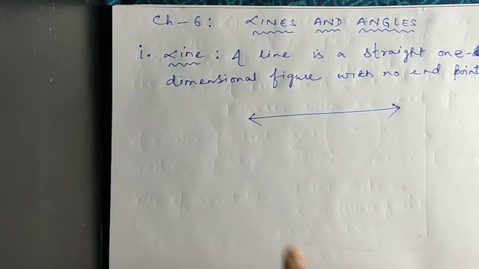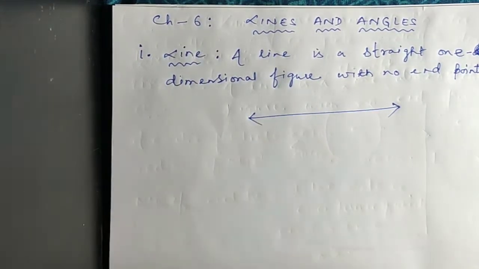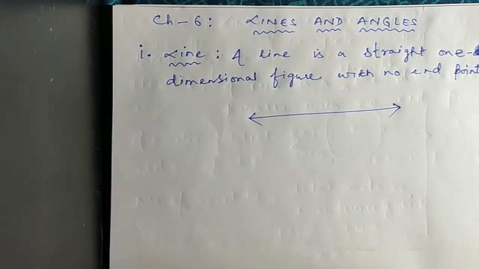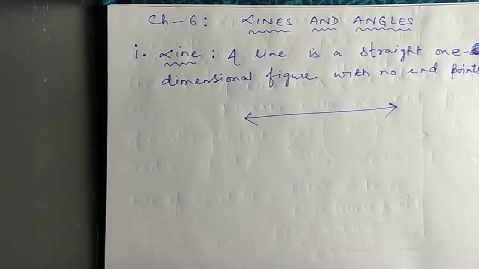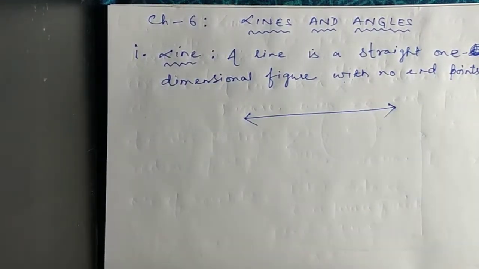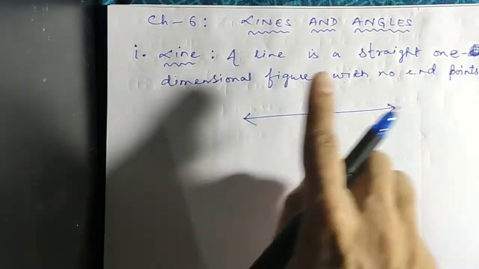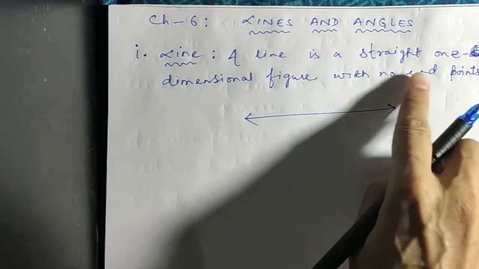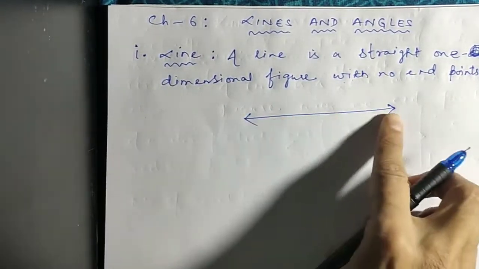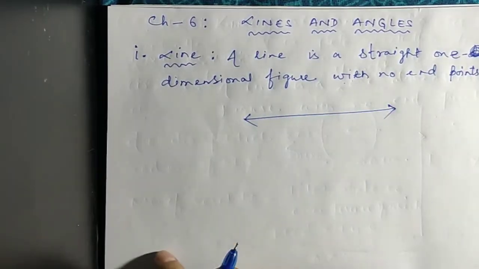We cannot say the line is from here to here, since a line has no definite length. A line doesn't have any definite length. So that's why we say with no endpoints. A line is a straight one-dimensional figure with no endpoints. That's the reason why we put two arrows at the two ends of a line.